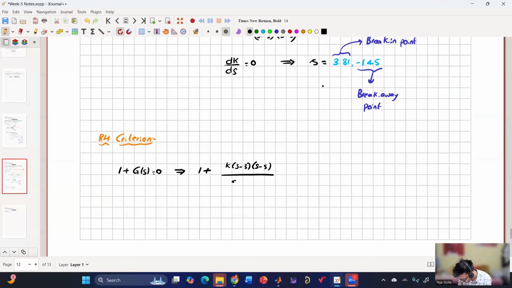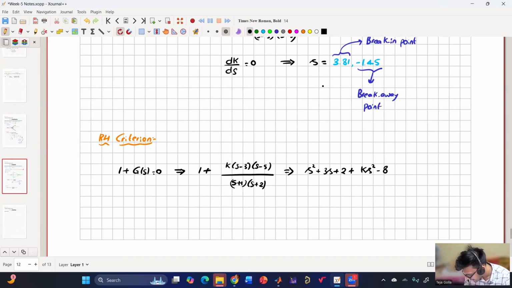So Chidananda, I hope you are following. If you multiply by (s plus 1)(s plus 2), then we'll have s square plus 3s plus 2 plus Ks square minus 8Ks plus 15K equals 0. If you calculate this, we'll get (1 plus K) into s square plus (3 minus 8K) into s plus (15K plus 2) equals 0. So from here, 15K plus 2 equals 0, sorry, 15K plus 2.